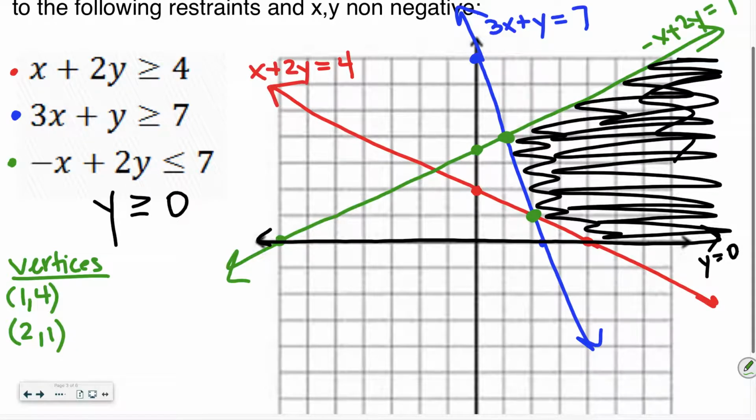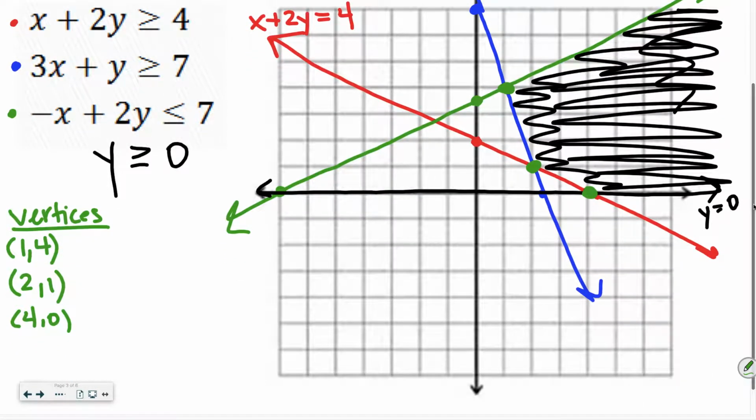4, 0. Okay. This 4, 0 right here is because we have this y equals 0, right? So we have this corner right here. And we know that's the case because we graphed that point, right? Questions so far?